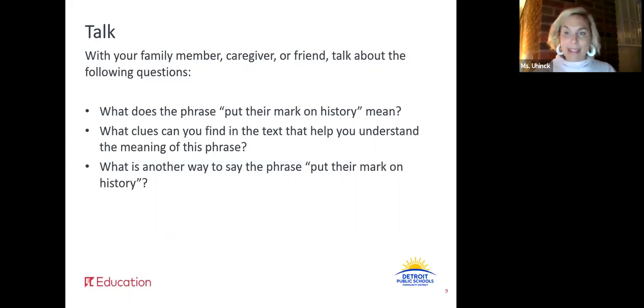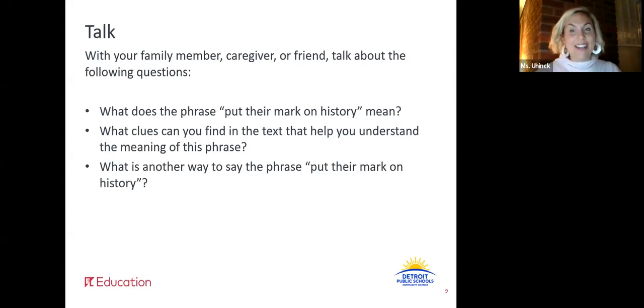Okay, good. So now that we've had this discussion, I want us to talk about this final question. What is another way to say the phrase, put their mark on history? How else could you say that? Really I'm asking you to give me the meaning of that phrase in your own words. What phrase could you say that also means put their mark on history? Pause this video, talk about it now.